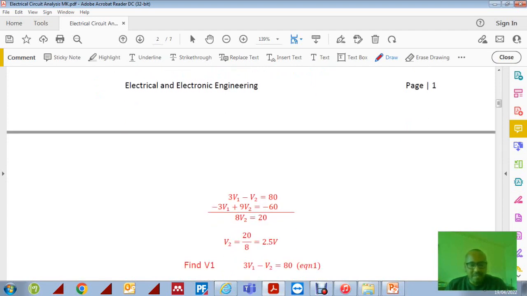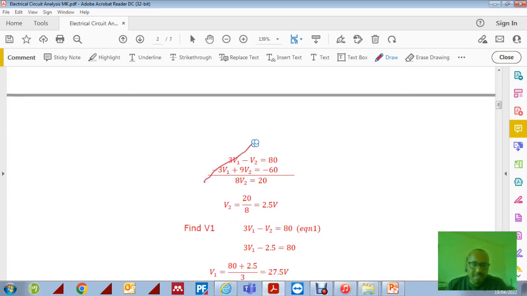So that at least we have minus 3v1 and minus 3v1. What we do is just cancel each other, and then we can add the remaining. So minus v2 plus 9v2 will be 8v2. There's only minus 1, and 9, so minus 1 plus 9 equals 8. So 8v2 equals 80 minus 60, which is 20. So v2 will be 20 divided by 8, which is 2.5 volts.